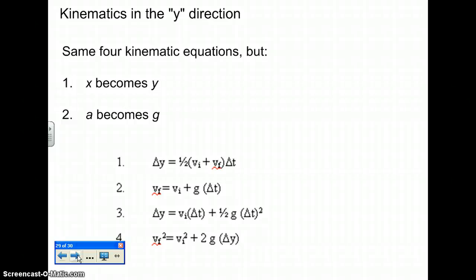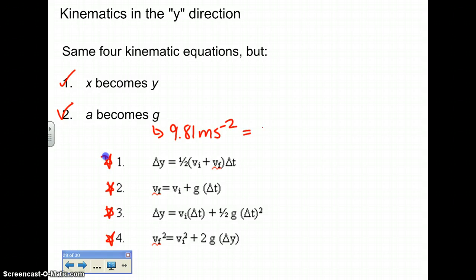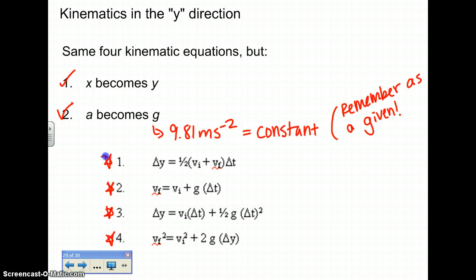Okay, so now your x's become y's and your a's become g's. So it's the same exact four kinematic equations that we just did all those sample problems on, but now instead of an x, you're going to write a y. Instead of an a, you're going to write a g. And your g will always be 9.81 meters per second squared. So remember to write this as one of your givens, because it's not going to come on and say, hey, by the way, remember to write this down as a given. Okay, so once again, same for kinematics. It's just that a's become g's and x's become y's.